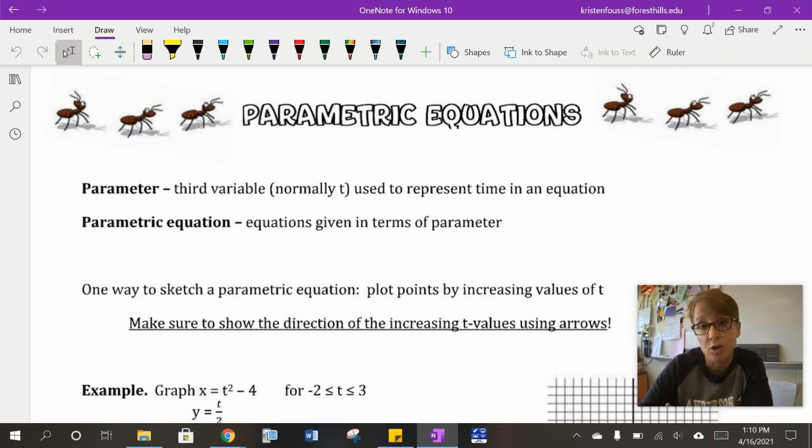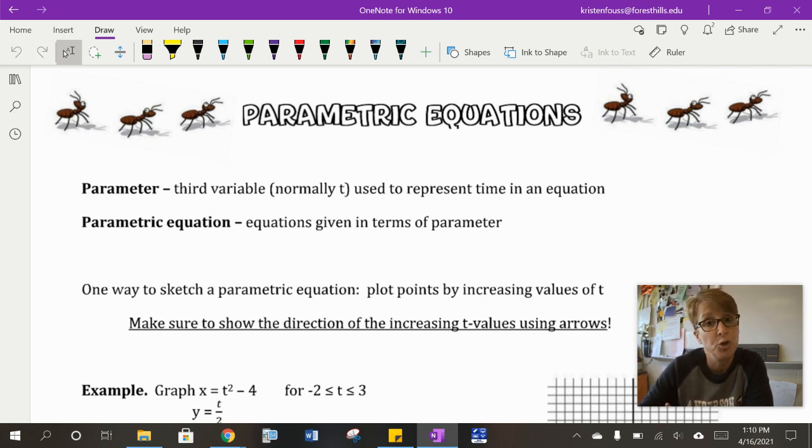So we have this third variable called a parameter, which is t, and that typically represents the amount of time that's passed. So at 1 second, I can see the position of the graph, or at 2 seconds or 3 seconds, and I can see how the graph changes. So the parameter is t, it's our third variable.